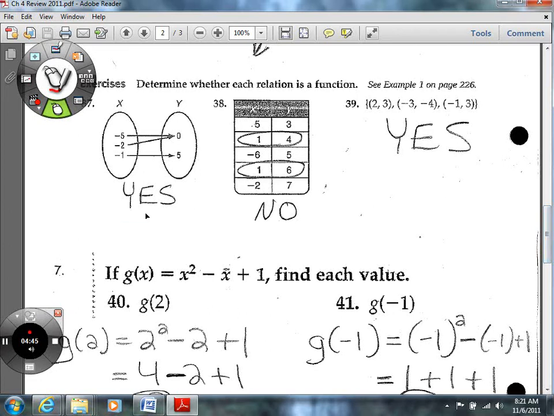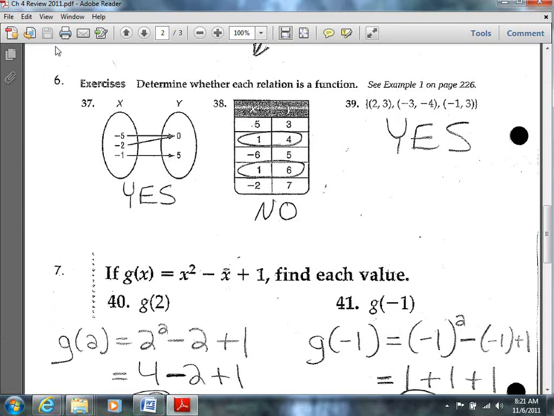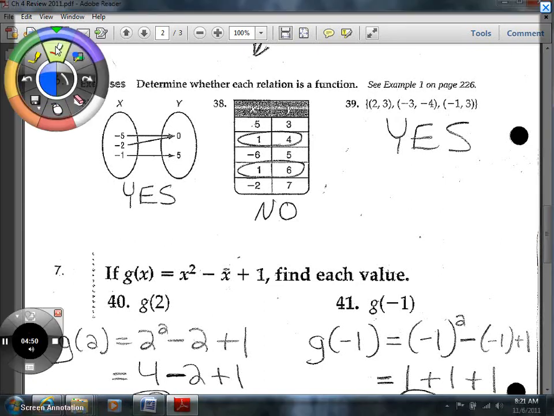So that's a yes. And then if you look at this one, it looks like the x's repeat. So we have a 1 written there twice. So we say no good. It's not a function. And then for 39, it looks like we never really repeated the x's, so yes.